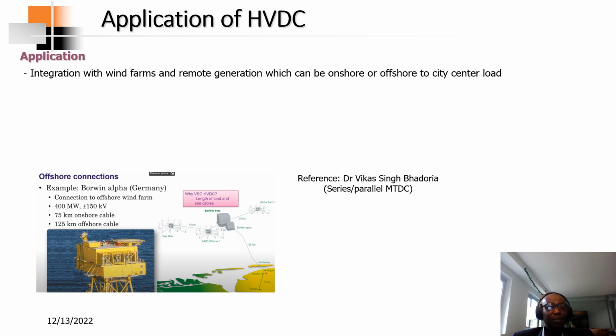So below is a picture of one of the wind farms, the Baldwin wind farm, and that is located in Germany. The rating is 400 megawatts with a DC transmission voltage of pole to ground of plus or minus 150 kilovolts, and pole to pole of 300 kilovolts. The onshore cable or AC side export cable is 75 kilometers, whilst the DC export cable is 125 kilometers.